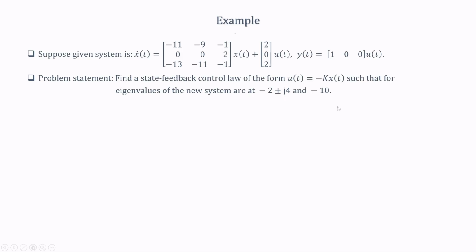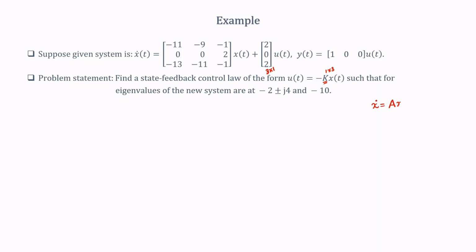Now, the eigenvalues of this matrix are not at these positions. I want that the eigenvalues of this matrix should be at minus 2 plus minus j 4 and minus 10. You can check what the eigenvalues of this matrix are, you will find that they are not exactly at these points. Okay. Now, the question is what should be a K matrix here, so that I can change it to that form. Again, remember what is the dimension of K? A is a 3 cross 3 matrix, B is a 3 cross 1 matrix. So, K must be a 1 cross 3 matrix.